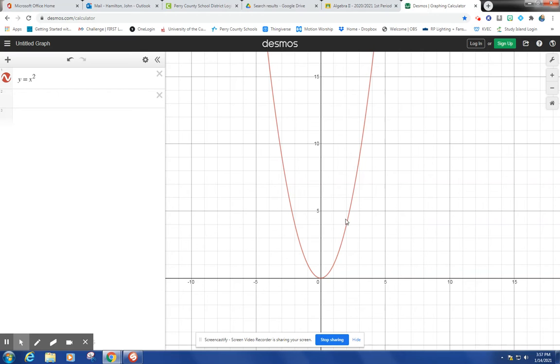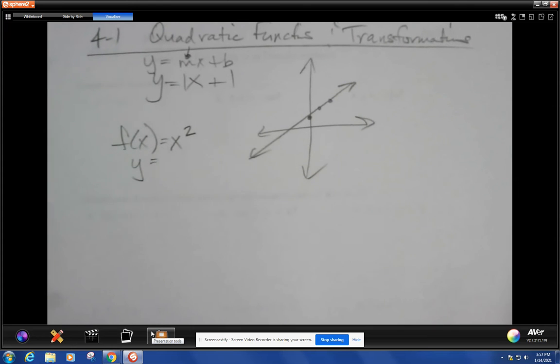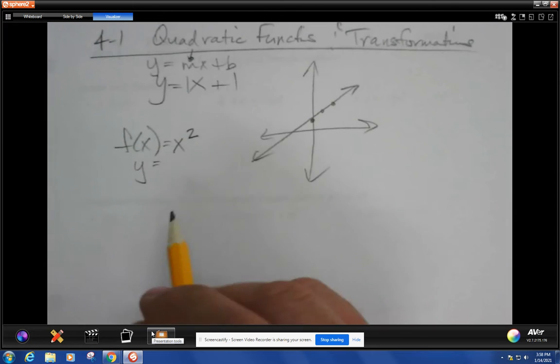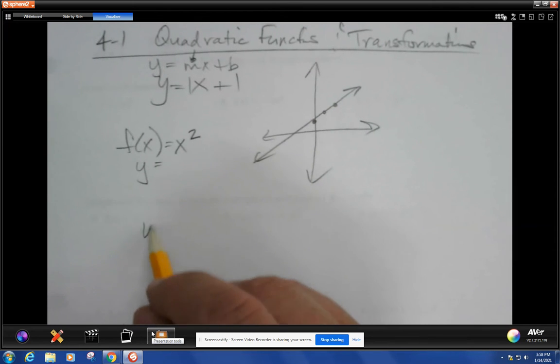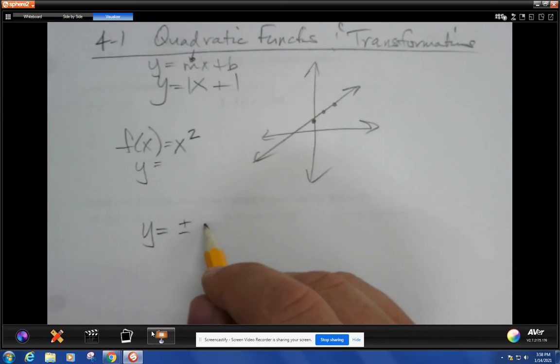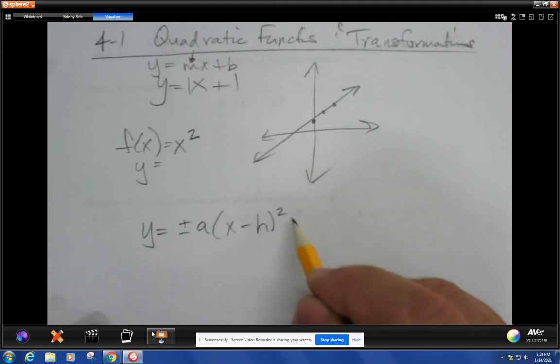And so we talked about different variations of this. And more than anything else, we talked about vertex form, and we talked about how we could look at that and figure out what kind of transformations have happened. So let's skip back over to our notes here for just a second. And I'm going to go ahead and write out the vertex form of a quadratic function. And so that would be y equals plus or minus a times x minus h squared plus k.